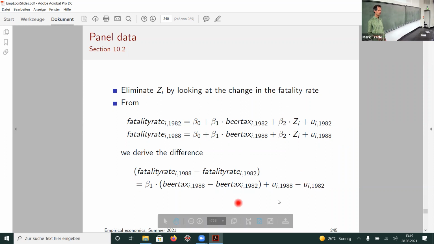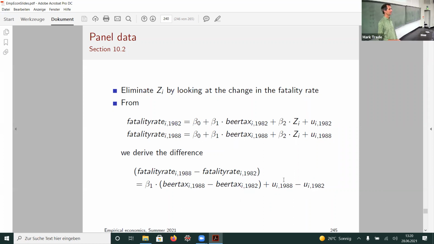So we have a new regression here. The dependent variable is the change in the fatality rate. We don't have an intercept. And we have the regressor here, which is the change in the BRTX. And we have an error term, which is composed of two other error terms. But we could just use a new symbol for that. So it's just an ordinary error term. And the cultural attitudes are just gone. They just disappear.